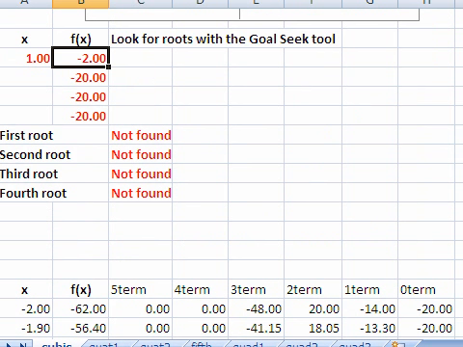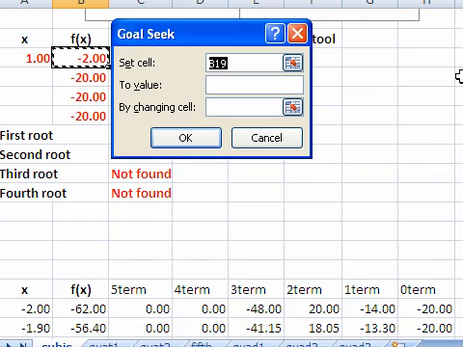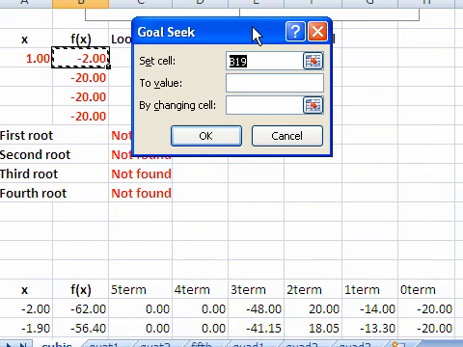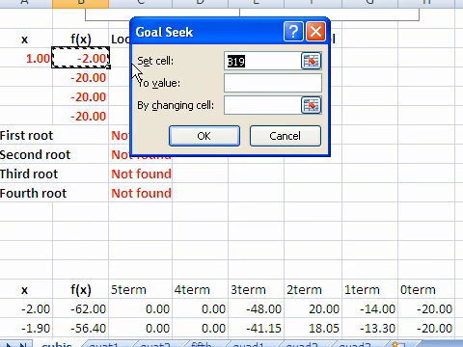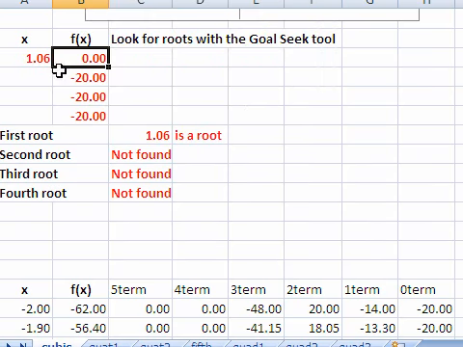So we'll go to Excel's data section, go to the data tools part of the menu, to what if analysis, and select goal seek. Goal seek will try to set a value of a cell to a specified number by changing the value of another cell. In this case, we want to set the value of f of x to 0 by changing the value of x. And click OK, and it has found a root. The root is 1.06, and f of x is 0 at 1.06.